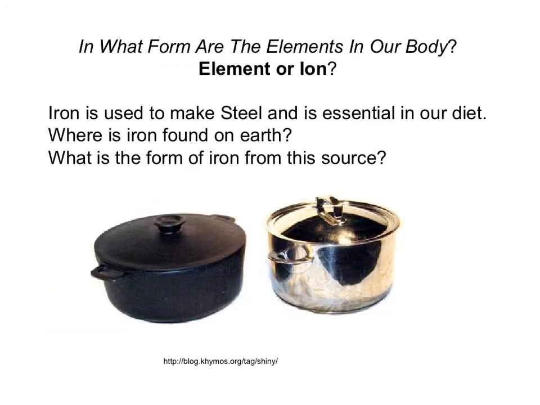Iron is used to make steel and is an essential element in our diet. Is iron found on Earth as an element or an ion? Stop the video and think about that for a minute. Iron is found on the crust of Earth in the mineral magnetite. The iron in magnetite is found as an ion, which has a charge of +2 or +3.